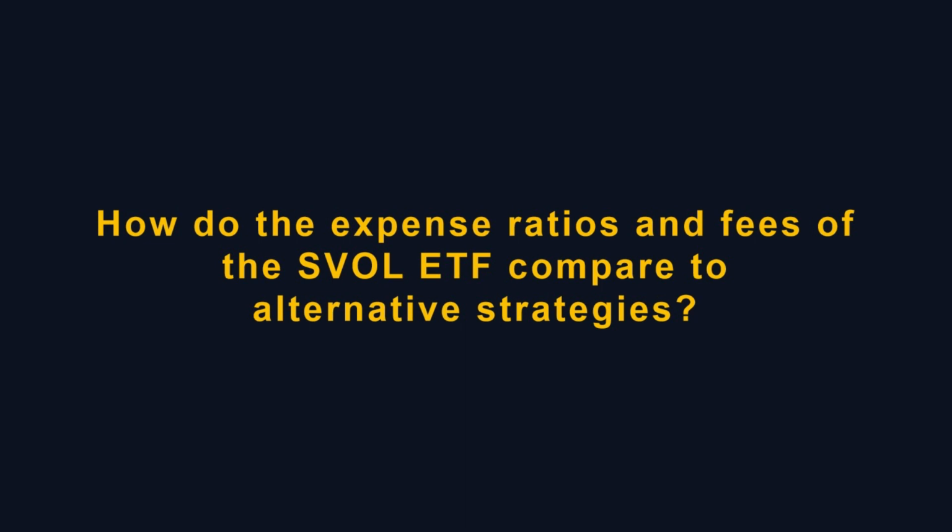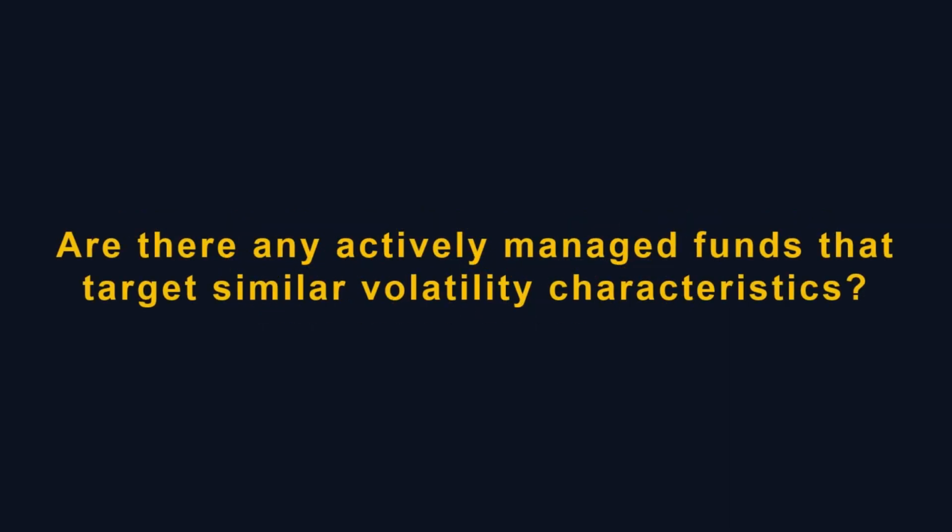4. Diversification with low volatility assets. Underlying ETF fees: if you use ETFs to achieve diversification with low volatility assets, you'll be subject to the expense ratios of those specific ETFs. These expense ratios can vary depending on the underlying asset class and the chosen ETF. Are there any actively managed funds that target similar volatility characteristics?